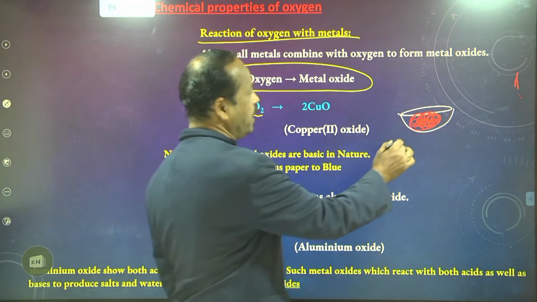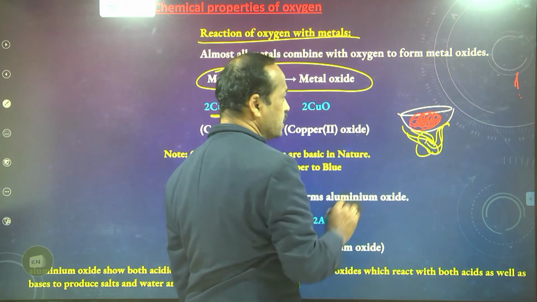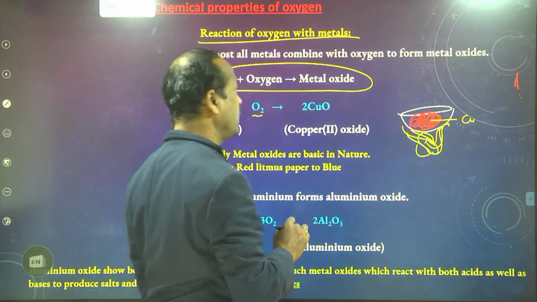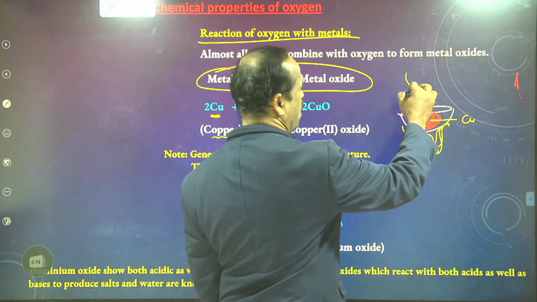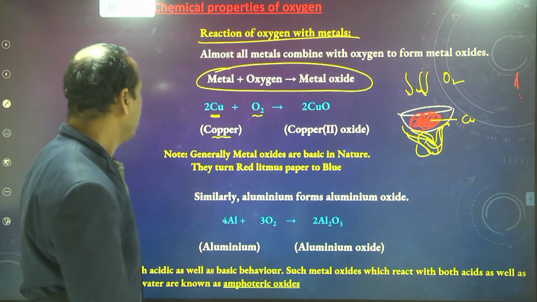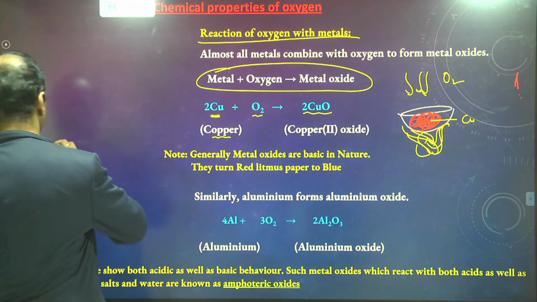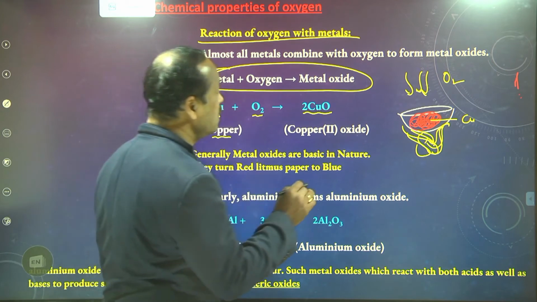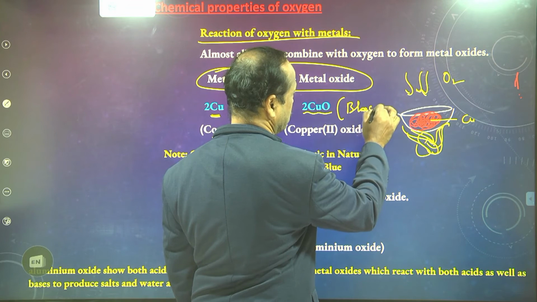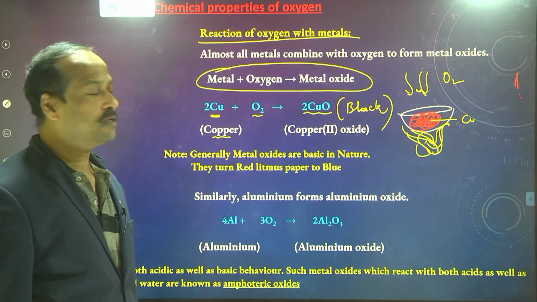On heating, what happens here? This is copper. On heating in the presence of oxygen, when it reacts with oxygen, it forms copper oxide. And this copper oxide color is black. Black in color.